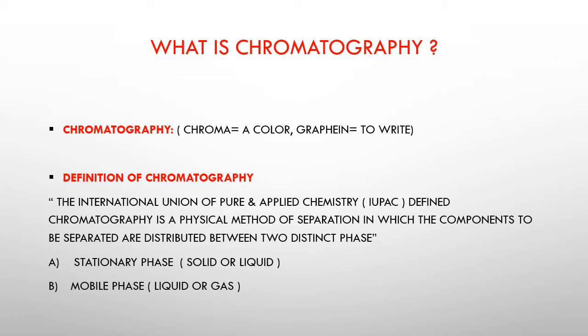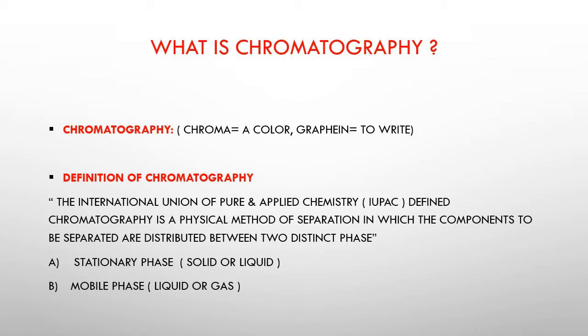The definition of chromatography: the International Union of Pure and Applied Chemistry defined chromatography as a physical method of separation in which the components to be separated are distributed between two distinct phases. The first phase is called the stationary phase, and the second phase is called the mobile phase. The stationary phase may be solid or liquid, and the mobile phase may be liquid or gas, which passes over the stationary phase. It causes the components in the sample to move along the stationary phase. The diverse physical and chemical properties of individual biomolecules within the sample allow the components to separate out because they migrate along the stationary phase.